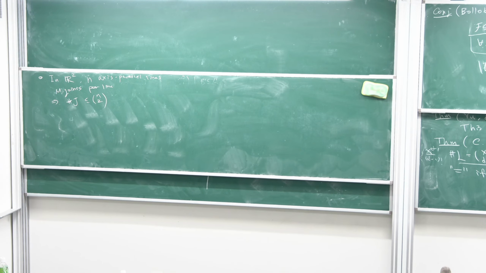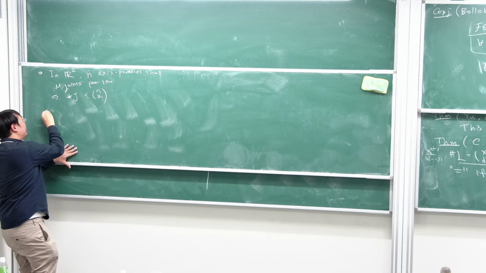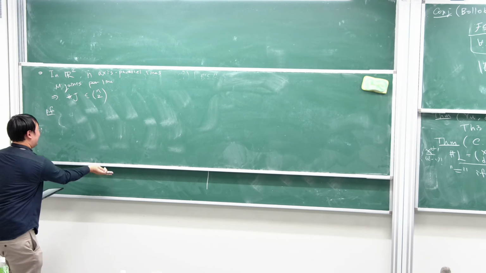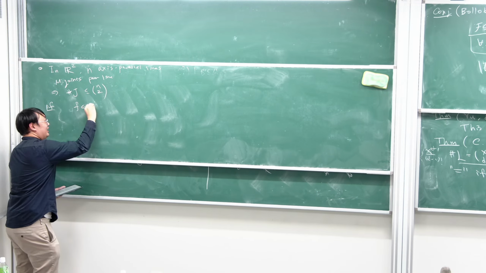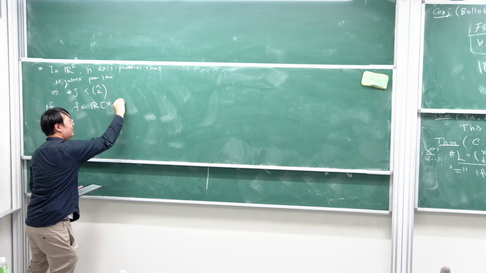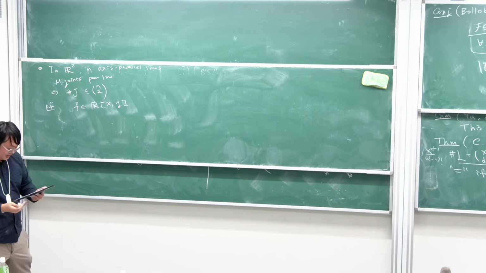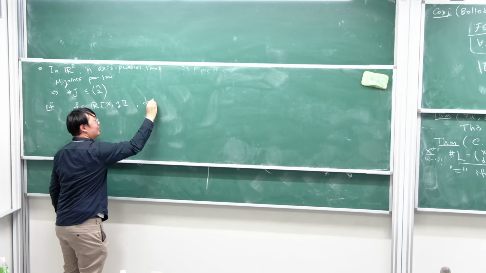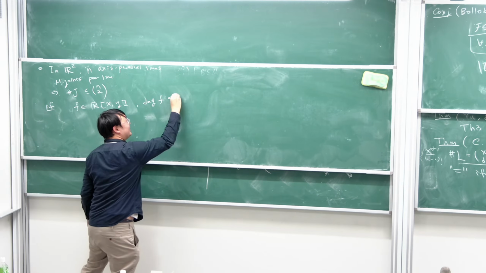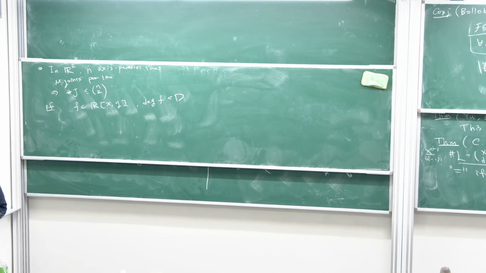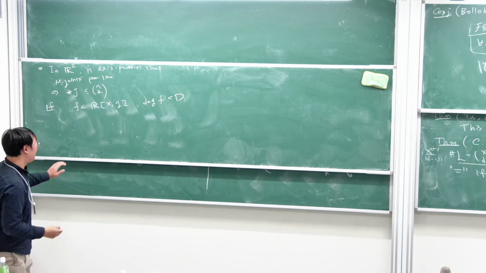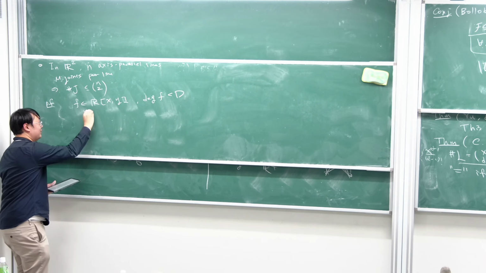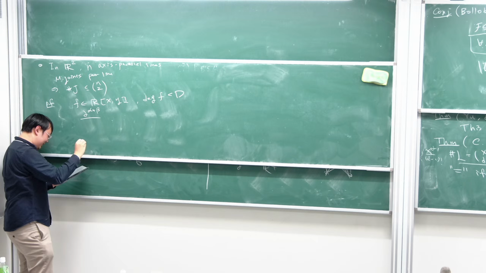This statement looks outrageously easy, but I'm going to use the polynomial method to prove it. Let's consider a polynomial f in two-dimensional space, and we also assume that the degree of f is less than d. Moreover, we want to put some constraints on f.